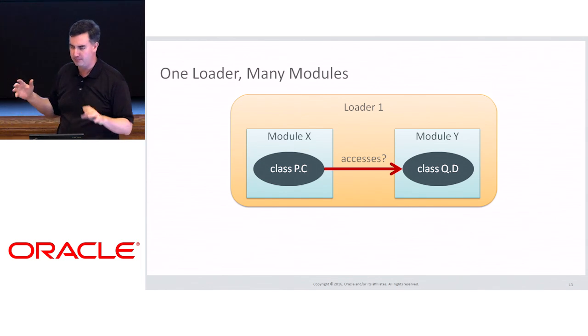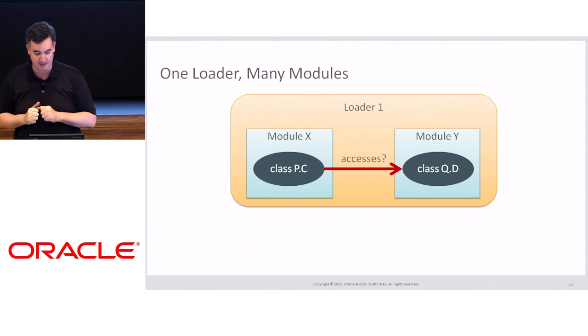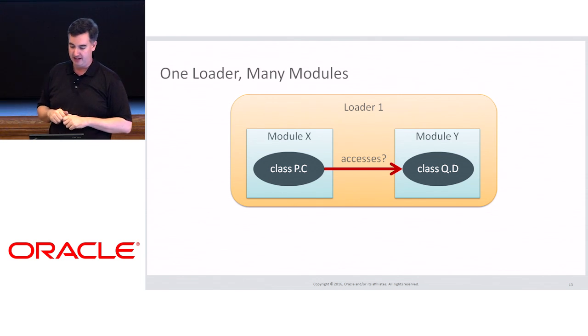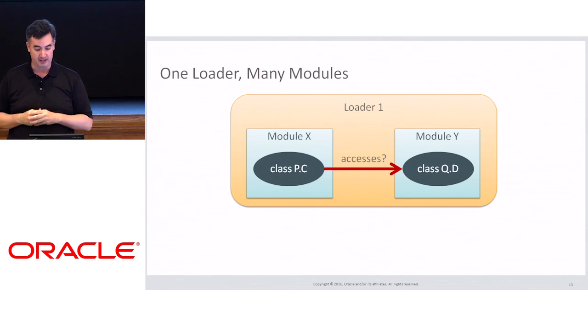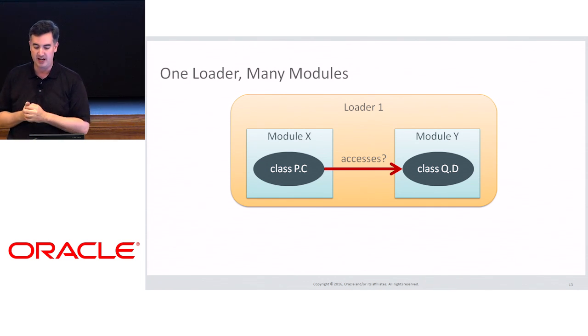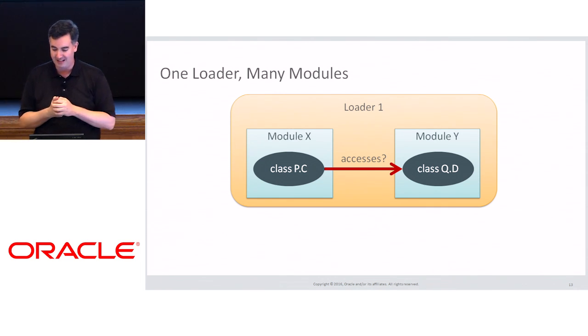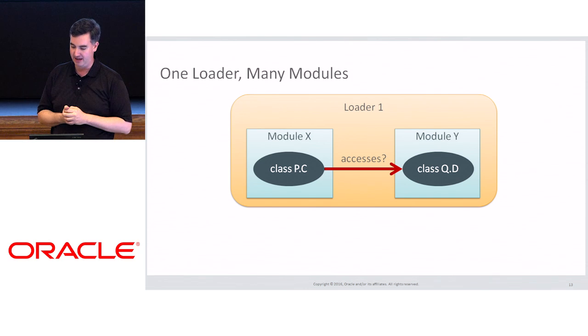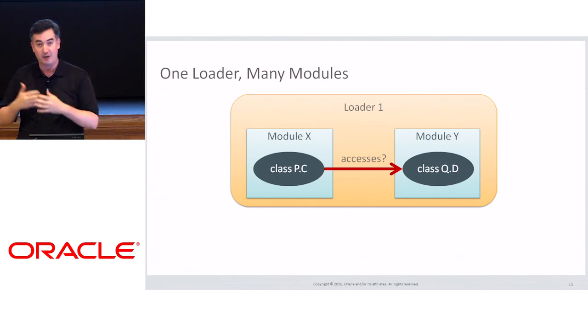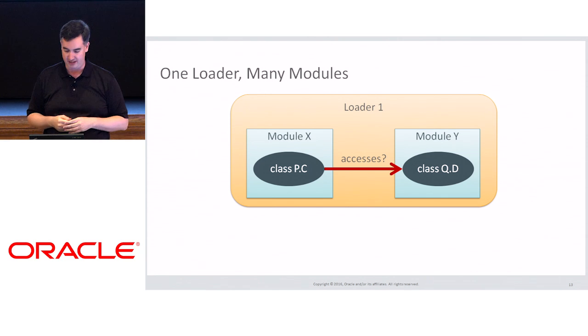Let's assume that multiple modules are somehow mapped to the same class loader. Can class p.c in module X access class q.d in module Y? Now, another goal of the module system is reliable dependencies, to replace the brittle, error-prone class path mechanism with a means for program components, modules, to declare explicit dependencies on one another.